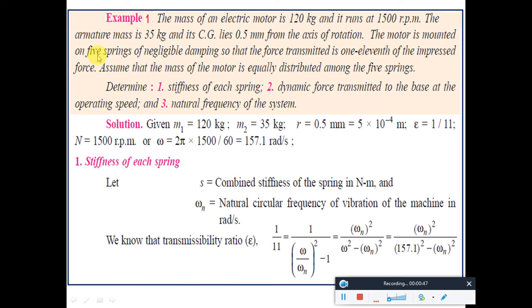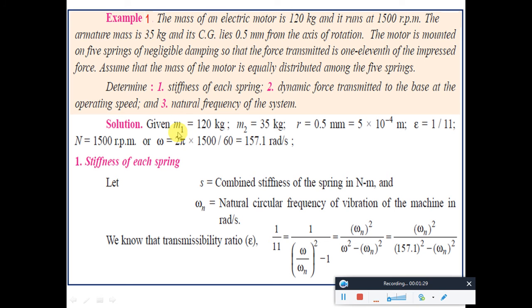So the motor is mounted on 5 springs. Here the springs are used as isolation material, and we use 5 springs with negligible damping. Okay, we don't have damping, so the force transmitted is 1/11th of the impressed force. Here the force transmitted to the impressed or applied force is nothing but your transmissibility. So force transmitted Ft is equal to 1/11th of F. Assume that the mass of the motor is equally distributed among the 5 springs. We have to determine the stiffness of each spring, the dynamic force transmitted to the base at the operating speed, and the natural frequency of the system. So these 3 are the things which we need to find.